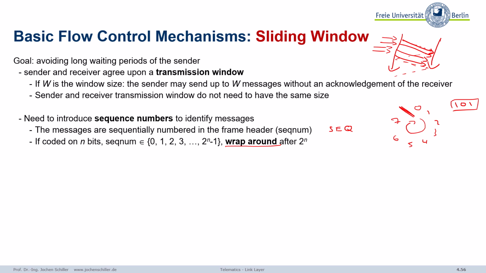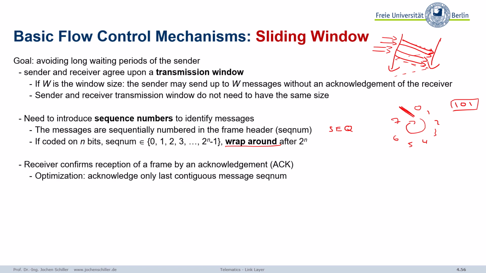But for now, remember, we have a number, 3 bits for example, and then we say, okay, this is packet 0, packet 1, packet 2, etc. The receiver now tells us acknowledge number 5, for example. Then it confirms the reception of the frame number 5. We can optimize this by telling, okay, I acknowledge all packets up to number 5 and including 5, for example. That's one of the ideas.